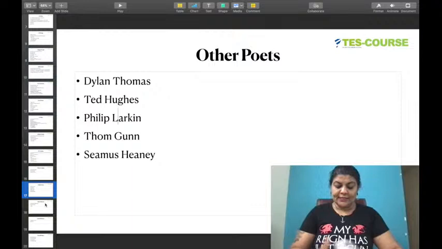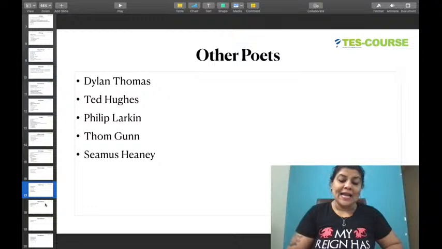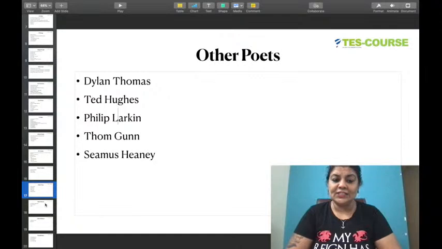Then, The Man with Night Sweats. Tell me, who wrote The Man with Night Sweats? It is Thom Gunn. Thom Gunn wrote The Man with Night Sweats.